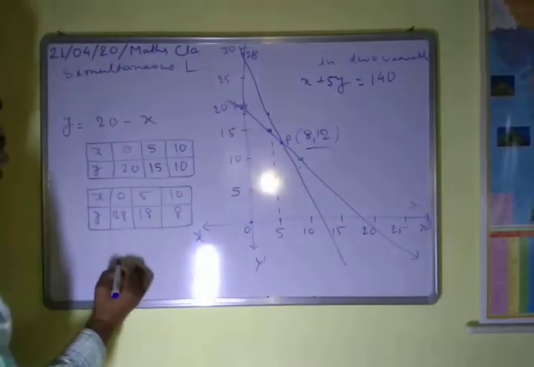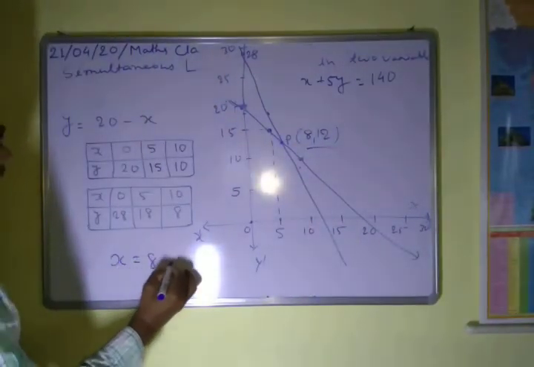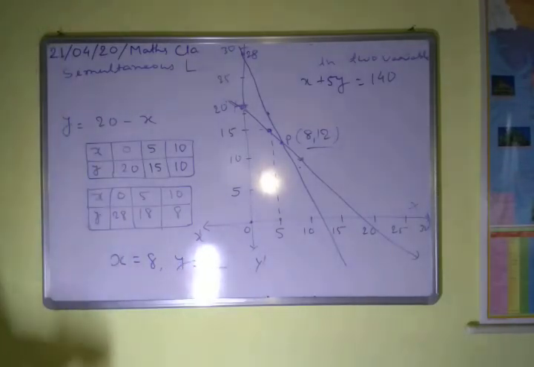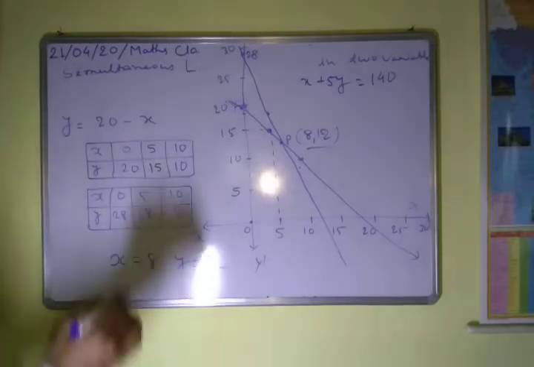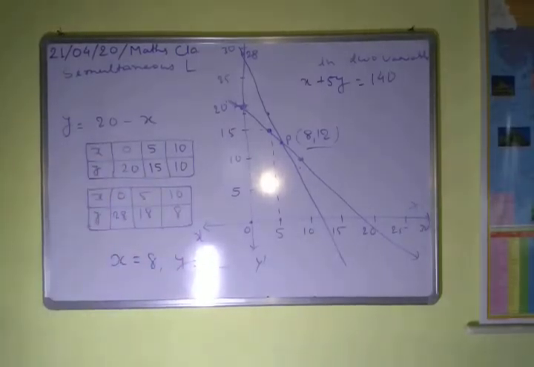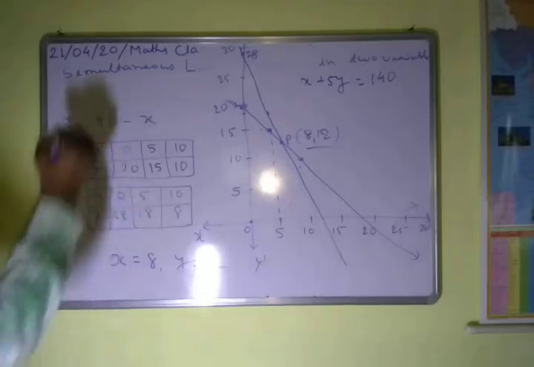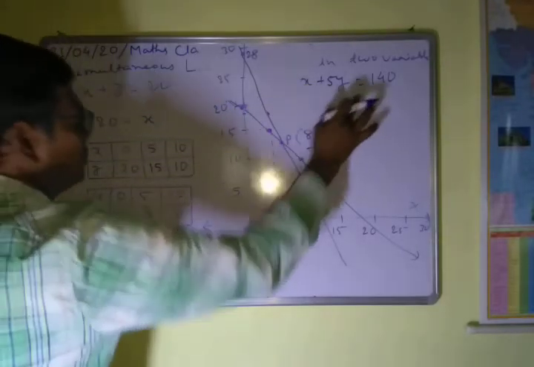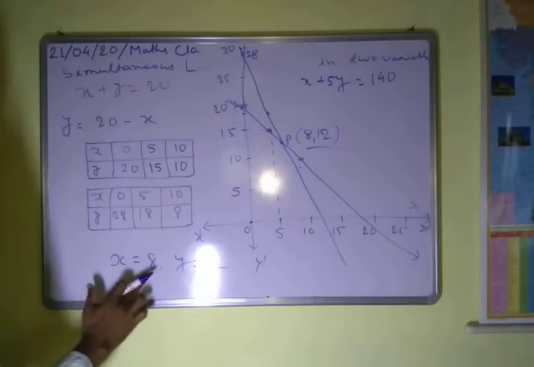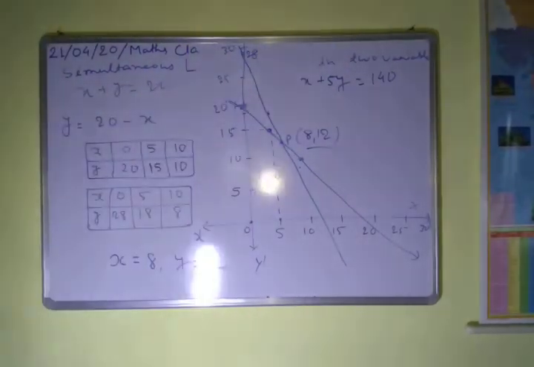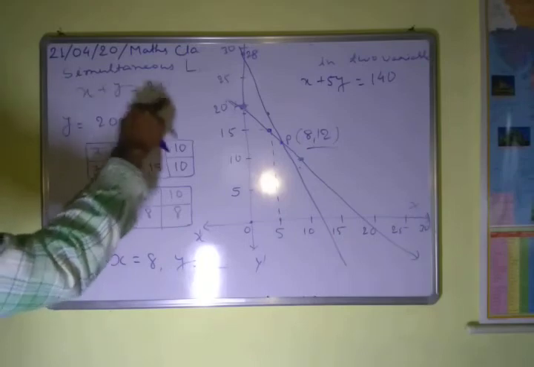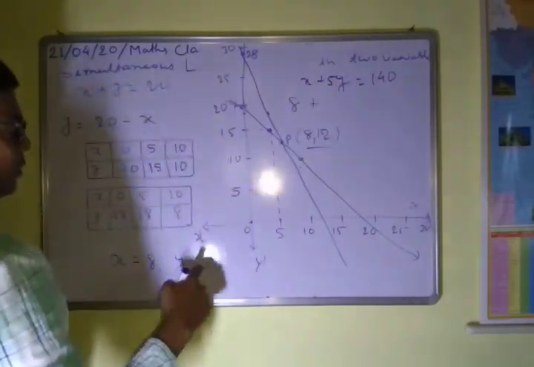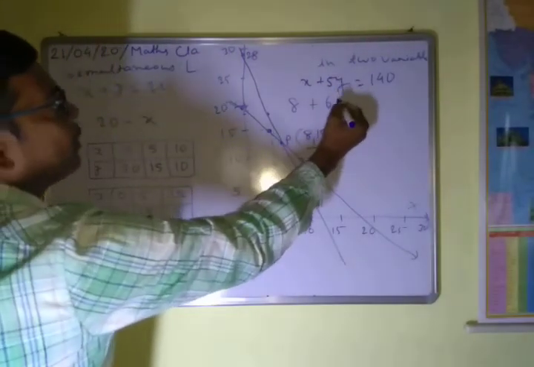It means that the value of x is 8 and the value of y is 12. That is, these two values satisfy both equations. One equation was x plus y equal to 20, and the other equation is this. Now you can see that x equal to 8 and y equal to 12 satisfy both equations at the same time. So 8 plus 12 is 20, and here also you take 8 and 12 by 60.